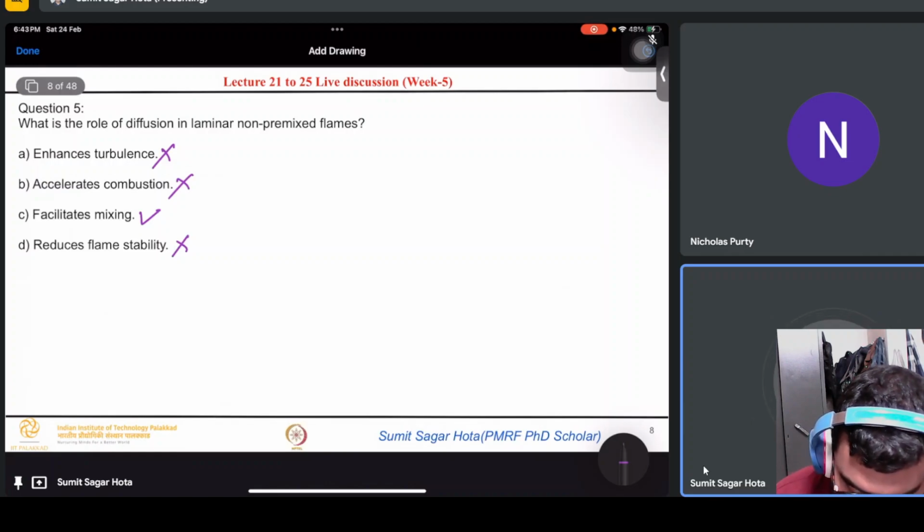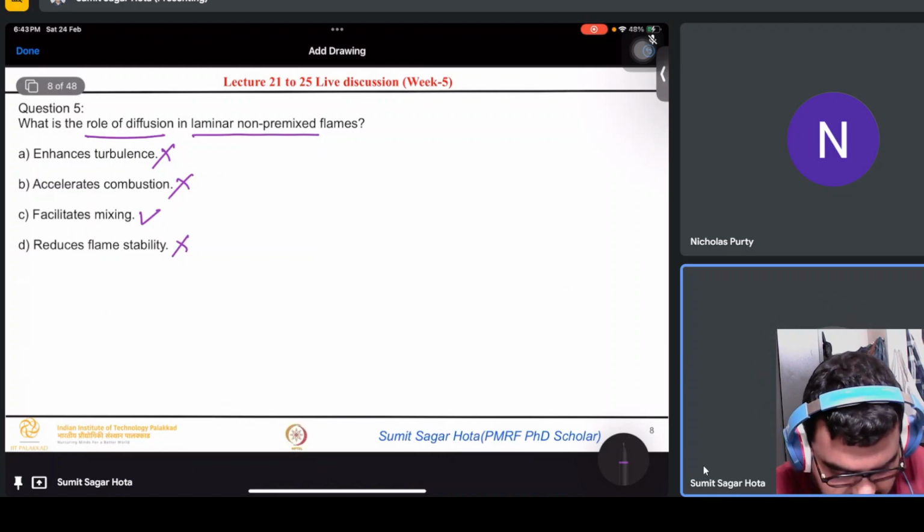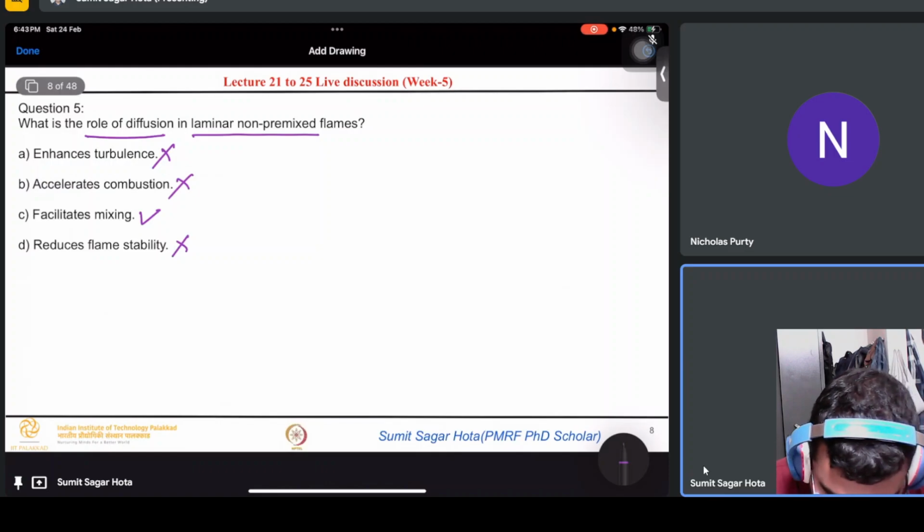So the question is, what is the role of diffusion in the laminar non-premixed flame? It only facilitates the mixing, and because of mixing, combustion is accelerated, and when the combustion accelerates, it reduces the flame instabilities and the flame becomes stable.